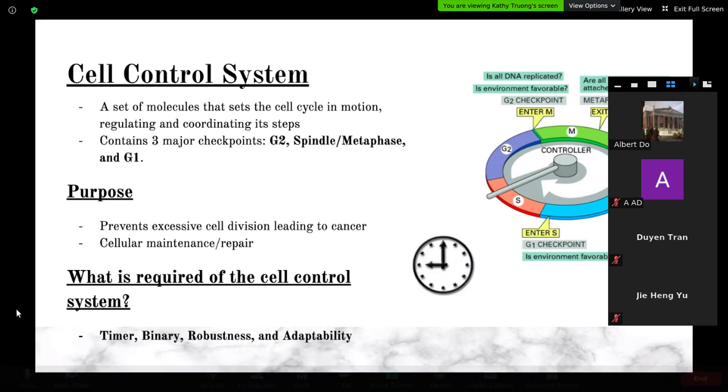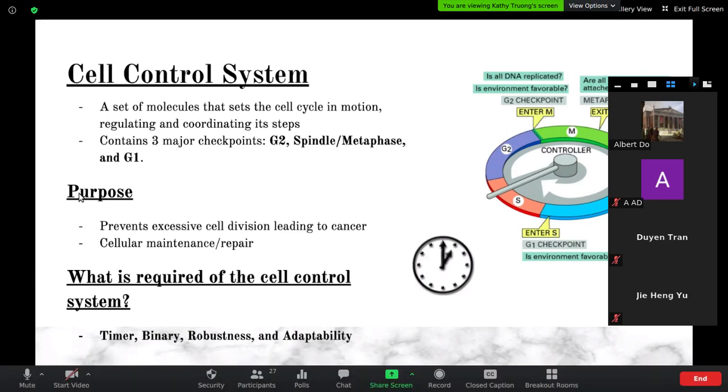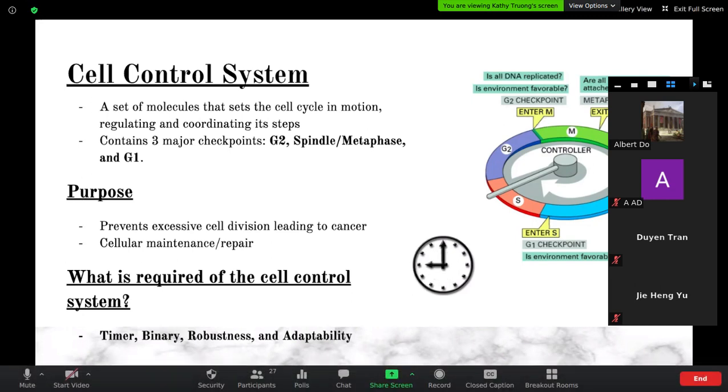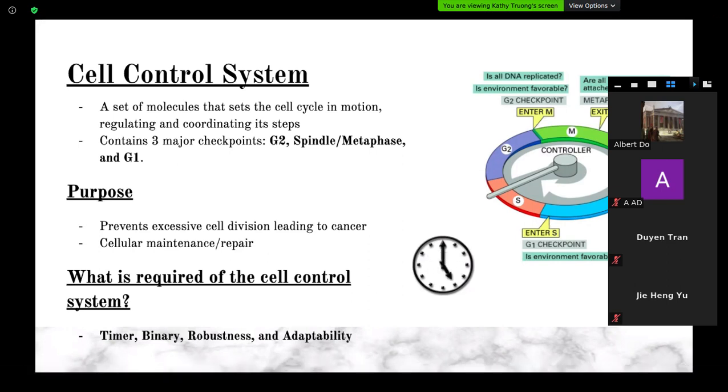In general, the cell cycle control system requires a sort of timer or a clock that turns on each event at a specific time, allowing for the correct order of events to trigger only once per cycle. It also has a binary, or on and off, switch that triggers events in an irreversible fashion. Lastly, it needs to be robust and adaptable to compensate for malfunctions and changes in its environment.